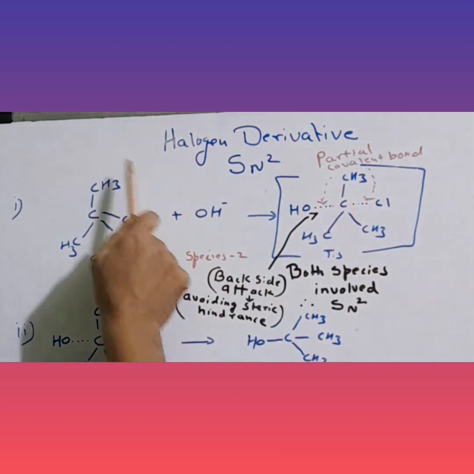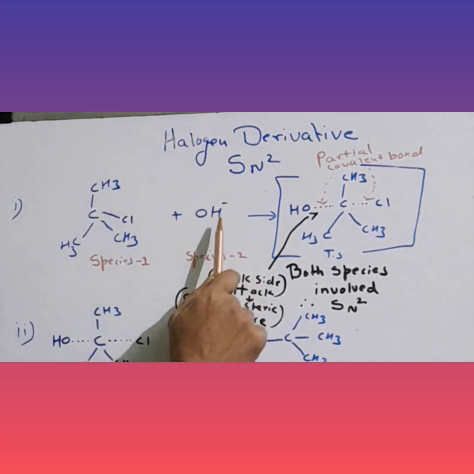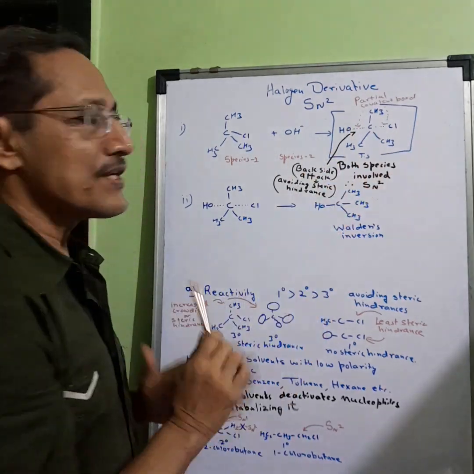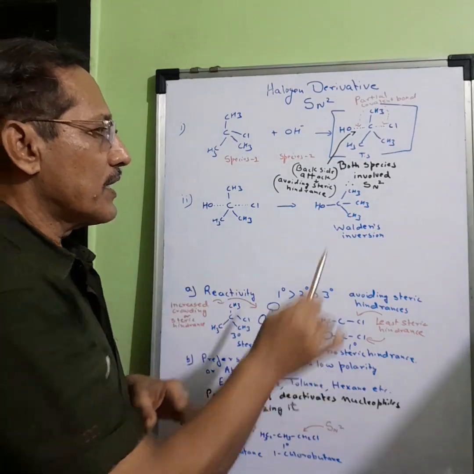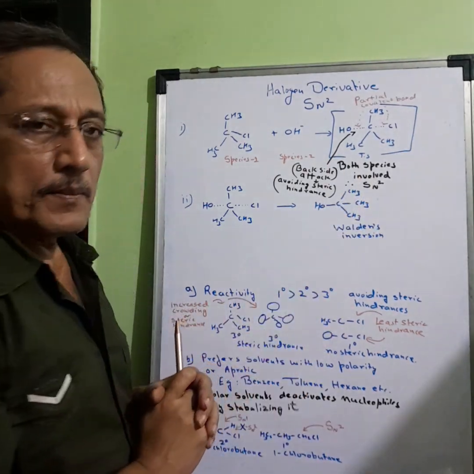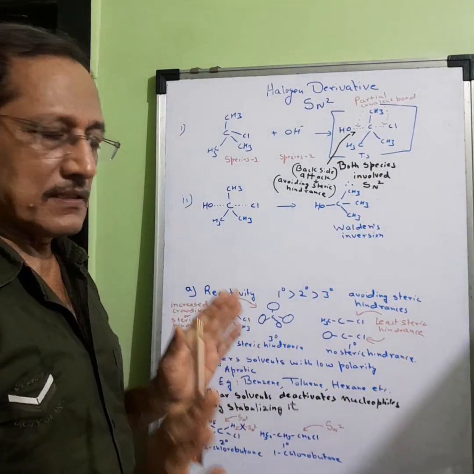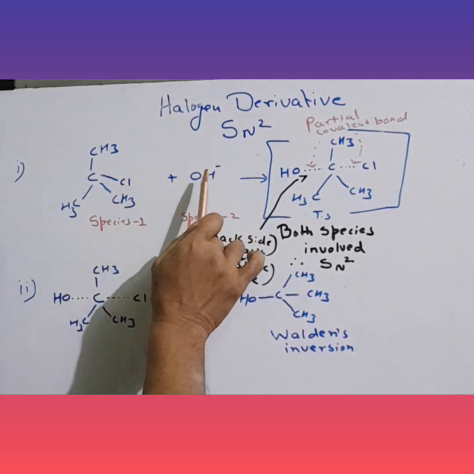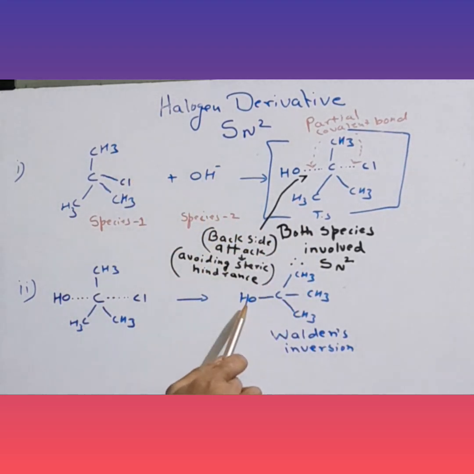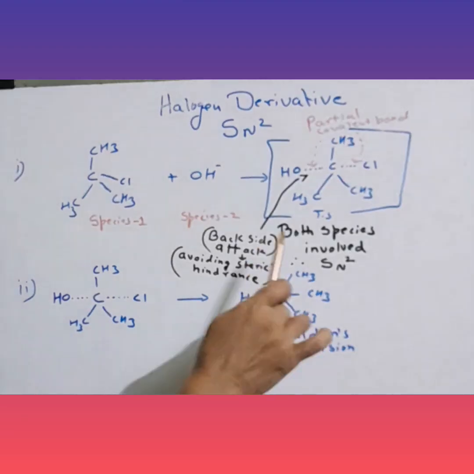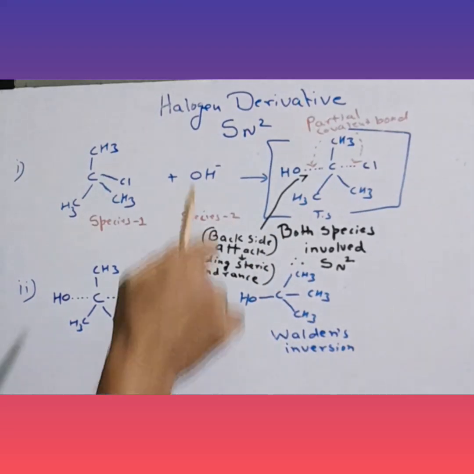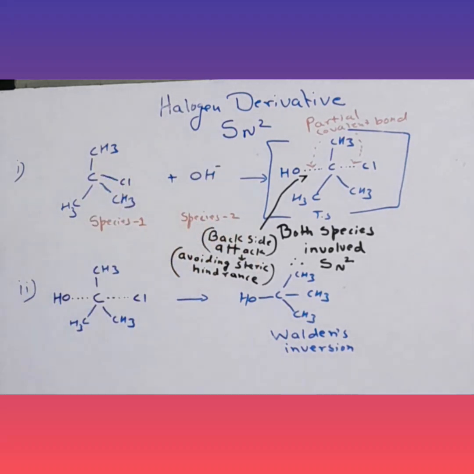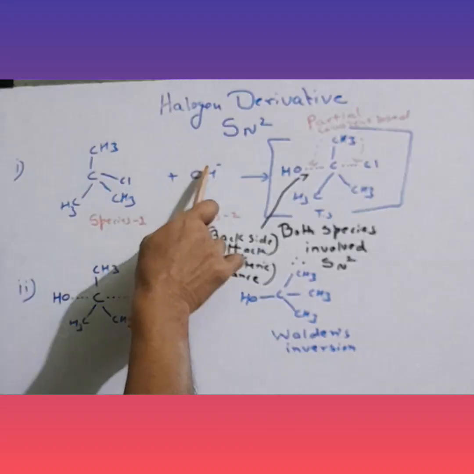This is species 1, this is species 2. Both these species are involved in the transition state, so we call it the SN2 mechanism. That's the first thing. Now substitution, why? Because Cl is going to be substituted by OH. Nucleophilic, why? Because this is a nucleophile which is going to attack the carbon. So it does attack.